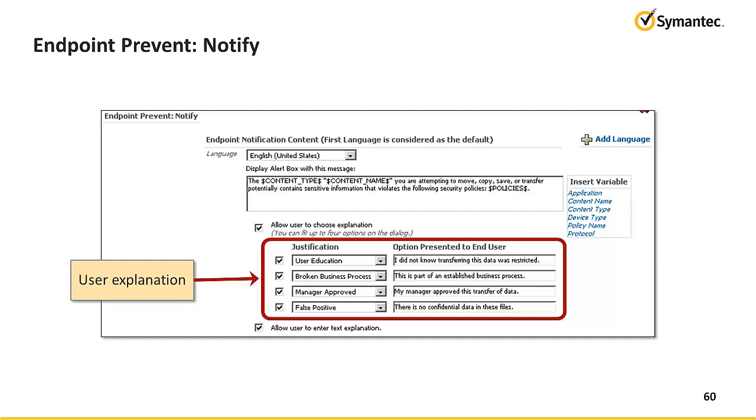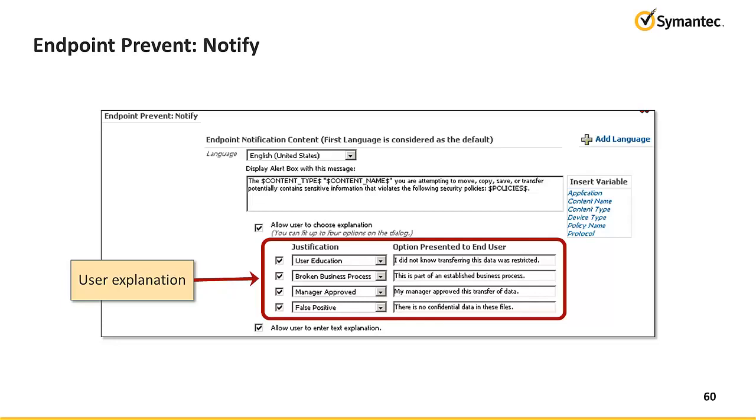The Allow User to Choose Explanation configuration setting allows you to display up to 4 user justifications in the on-screen notification. When the notification appears on the endpoint, the user is required to choose one of the justifications. If you select Allow User to Enter Text Explanation, the user can enter their own custom justification. Symantec DLP provides 4 default justifications which you can modify or remove as needed. Those are Broken Business Process, False Positive, Manager Approved, User Education, and Custom.